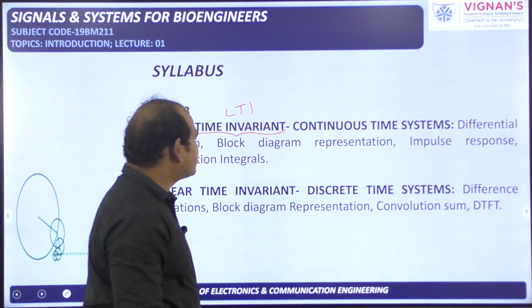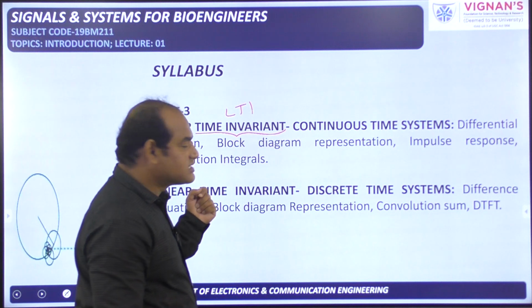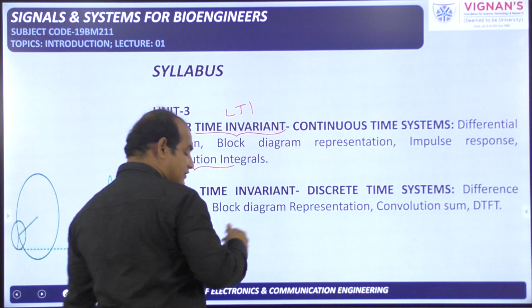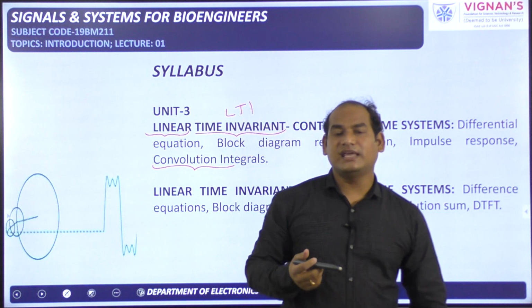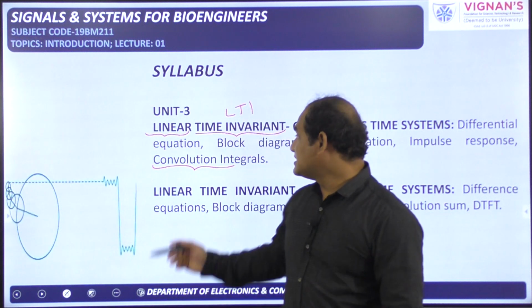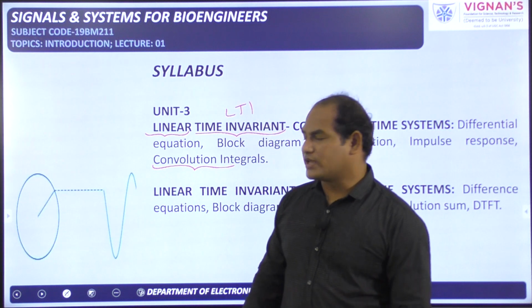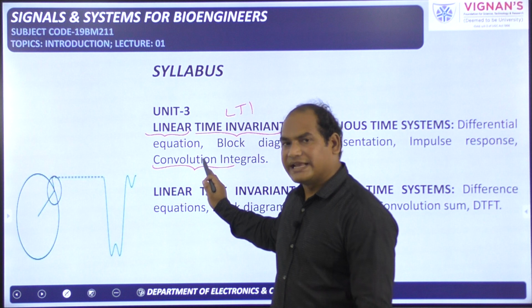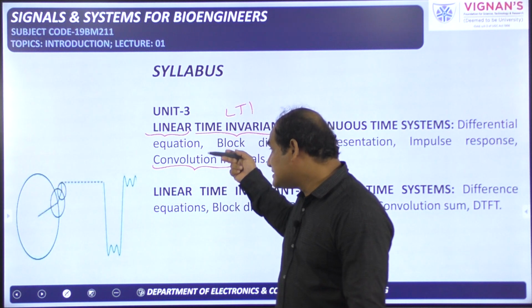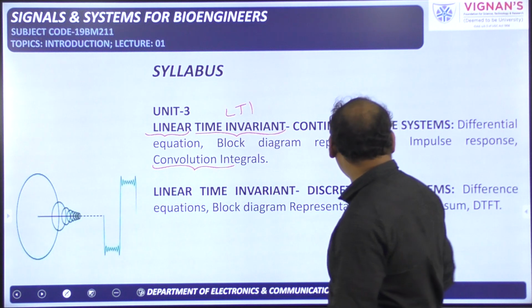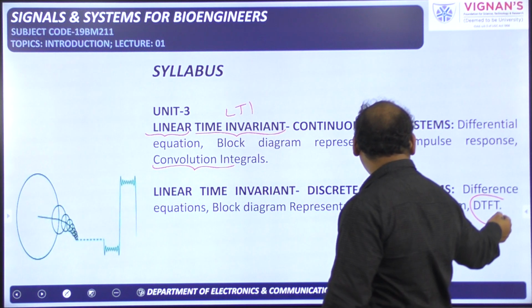One important concept in Signals and Systems is the convolution property. This convolution property is applicable for LTI systems only. That's why this will be available in the LTI systems chapter only. Convolution is applicable for LTI systems only, and this can be for continuous time signals and for discrete time signals also. And here we have included DTFT also.